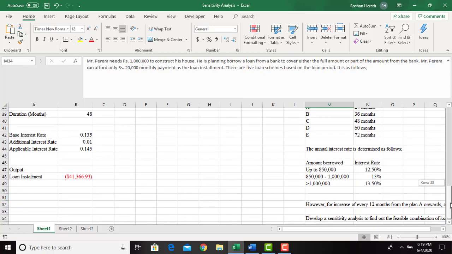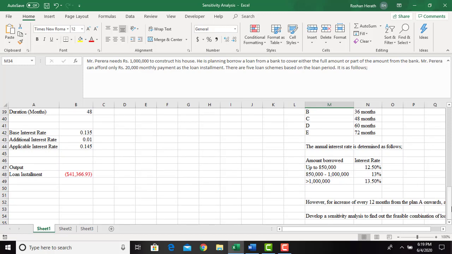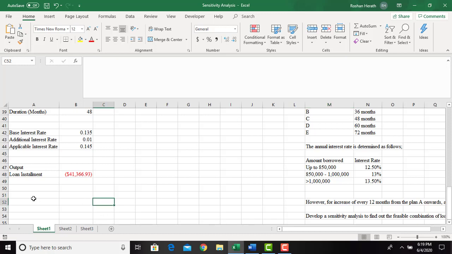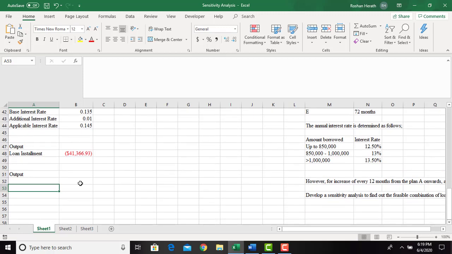But you have just developed the basic model. Now you can do a sensitivity analysis and you can identify what must be the amount that this Mr. Pereira can afford, right? Okay. So now let's go to the output and let's try to identify the two inputs that it takes. The first input, let me take, that is the loan amount.